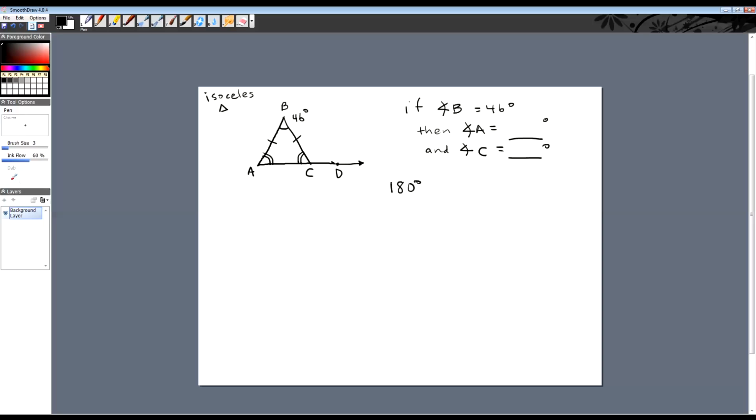So 180 degrees minus 46 would equal 2 times the remaining angle. So let's call this remaining angle, let's use a Greek letter, theta, which is a 0 with a dash through it. So this is telling us that 180 minus 46 is 134, equals 2 times theta. Divide both sides by 2, and we get theta equals 67 degrees. So angle A would be 67 degrees, angle C would be 67 degrees.